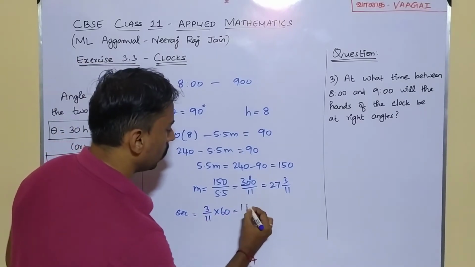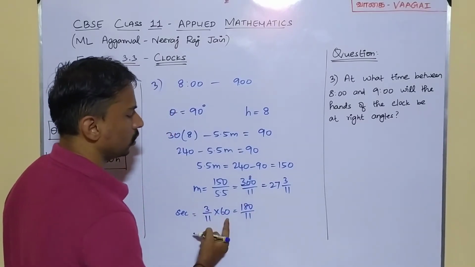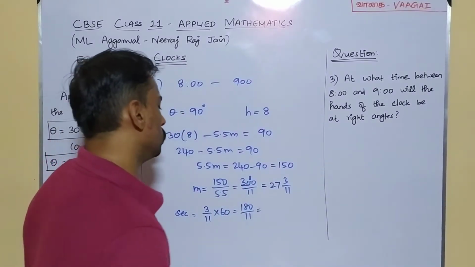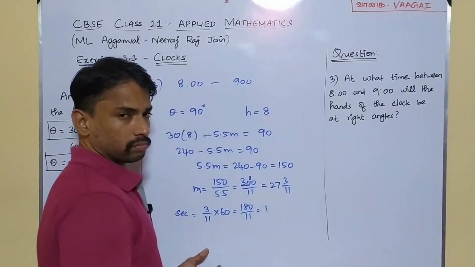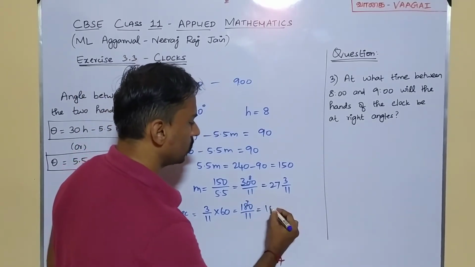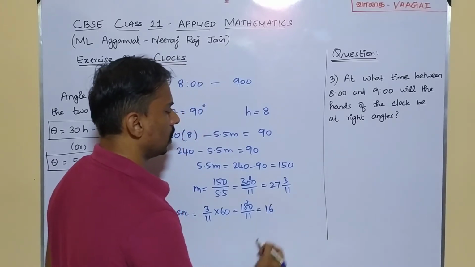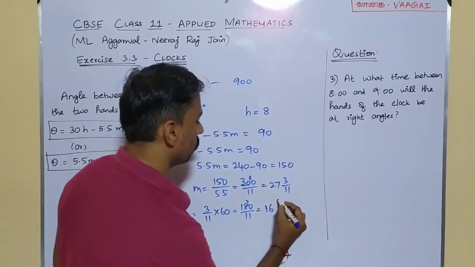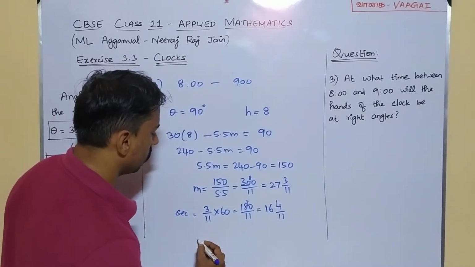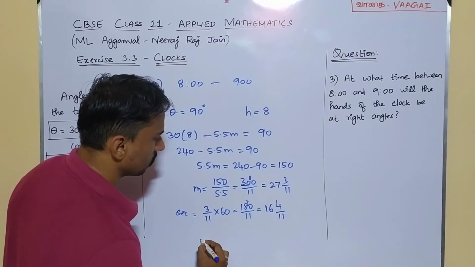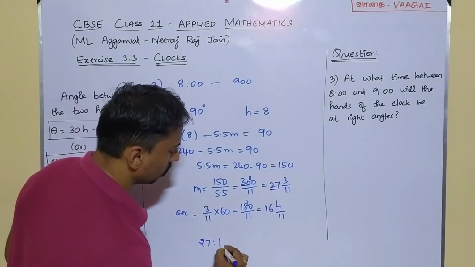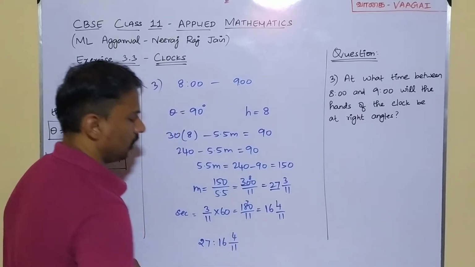So we will be getting 180 by 11, because 3 into 60 will be 180. 180 by 11 will give you 11 1s are 11, and the balance will be 70. So we will get 70 by 11, this will be 6 times. 11 6s are 66 and we will have 4 balance, so 4 by 11. So our answer in terms of minutes and seconds, if you want to write, 27 minutes, and seconds if you see it will be 16 4 by 11 seconds.